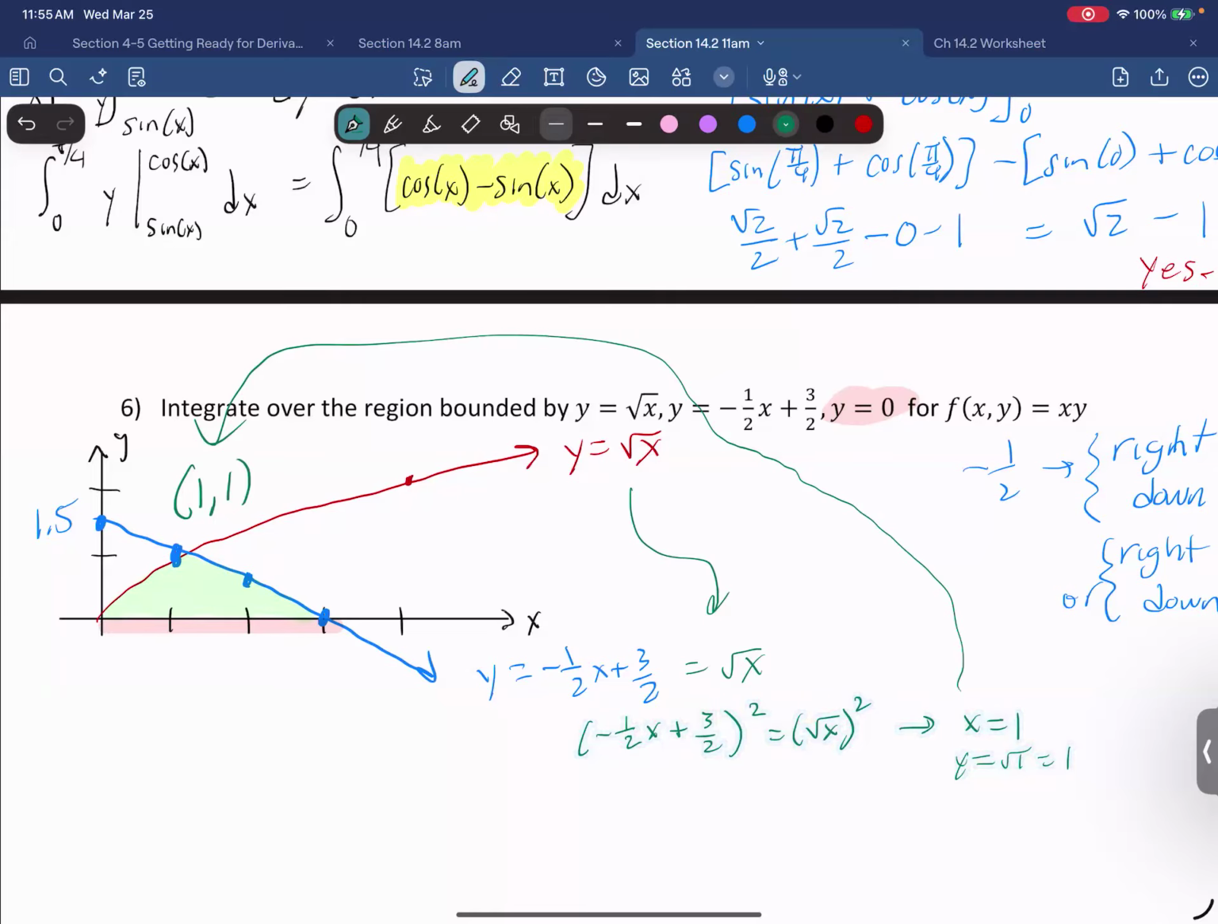I felt pretty comfortable doing it graphically. I could see that they hit the same spot, but you should really do the algebra and make sure, unless you're 100% confident.